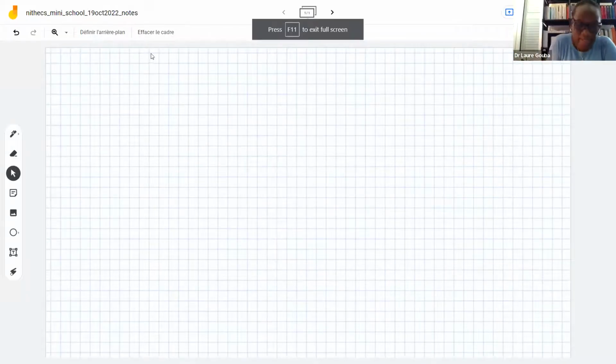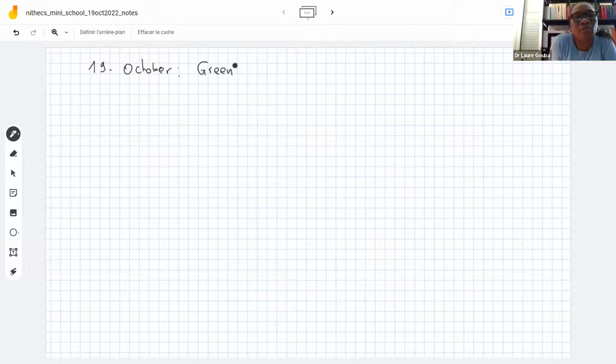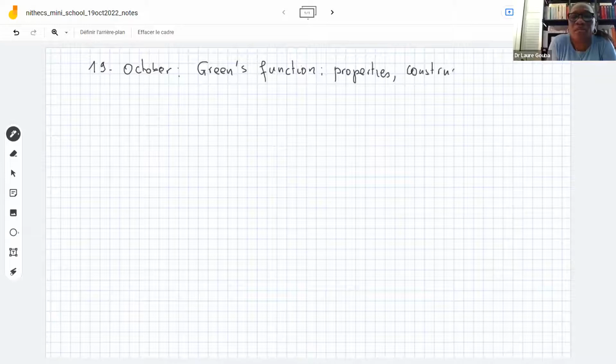Okay, so today, we are on 19 October. And today is about Green's functions. So I will define the Green's function, I will give the properties, and also constructions. Okay, so that's today.